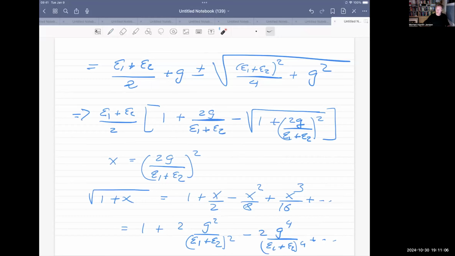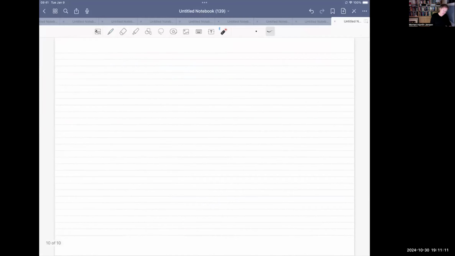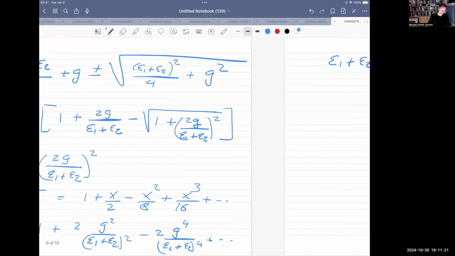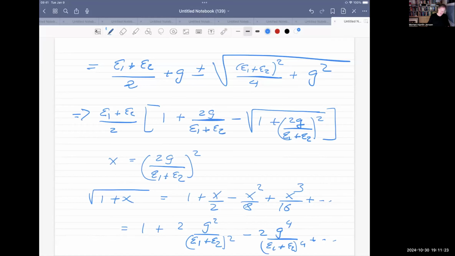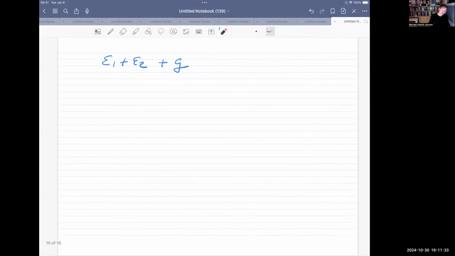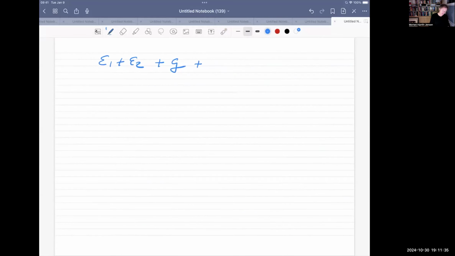So when we collect these terms, what we are going to get now is something which looks like epsilon 1 plus epsilon 2 plus this term g. And then if we look back here, we have now an epsilon 1 plus epsilon 2 squared, which takes away epsilon 1 plus epsilon 2 here. We have a factor of 2 here and a factor of 2 there. So that gives us simply plus g squared divided by epsilon 1 minus epsilon 2.